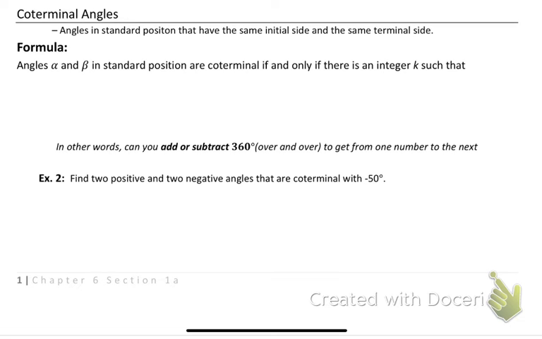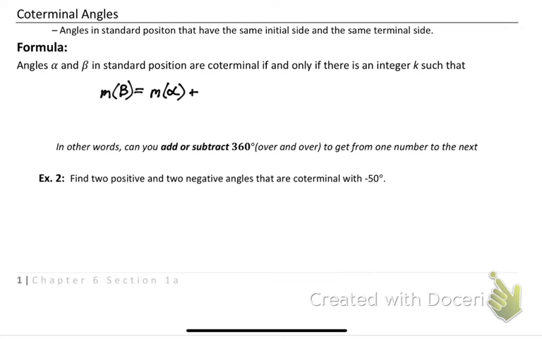And then we have a fancy formula for it. I usually don't use the formula. It's just much easier to add or subtract 360, but I need to show you the formula. The formula goes something like this. The measure of angle B needs to equal the measure of angle A. Let's go alpha.